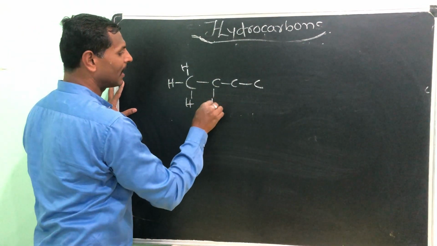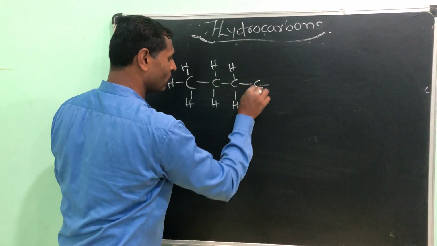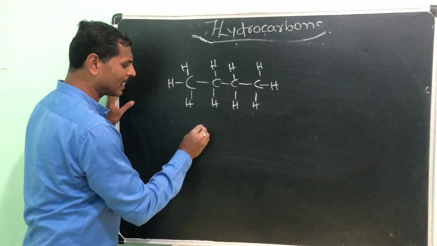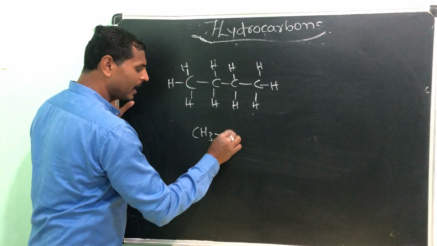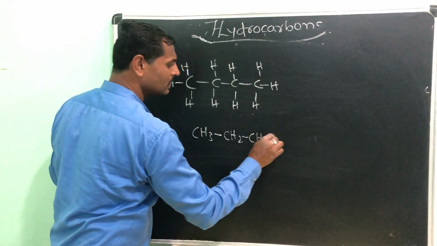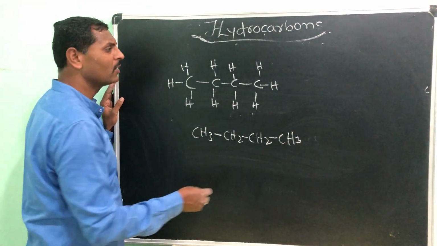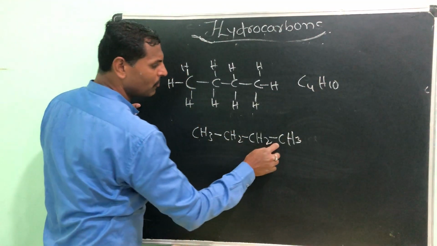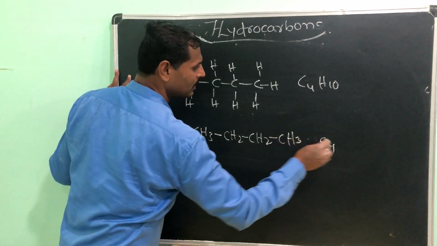Okay, if I write the alkane's formula like this, this is the structural formula for butane, you know that. Same thing you can write CH3, CH2, CH2, CH3. This is also a structural formula for butane only, C4H10 only. Here also 1, 2, 3, 4, C4, 3 plus 2, 5 plus 2, 7 plus 3, 10.